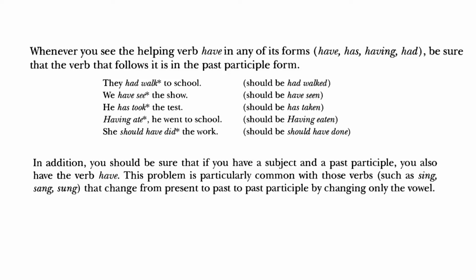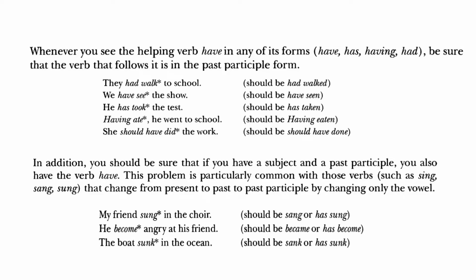And next, in addition, you should be sure that if you have a subject and a past participle, you also have the verb have. This problem is particularly common with verbs such as sing, sang, sung that change form. They change from present to past participle by changing only one vowel. We're lucky if the words end with ed, because verb 2 and verb 3 are exactly the same, but it takes a while to memorize those that are not the same.